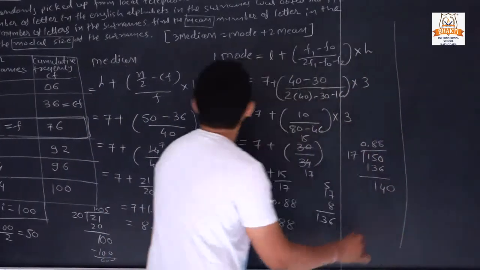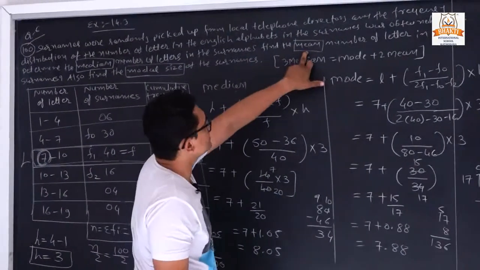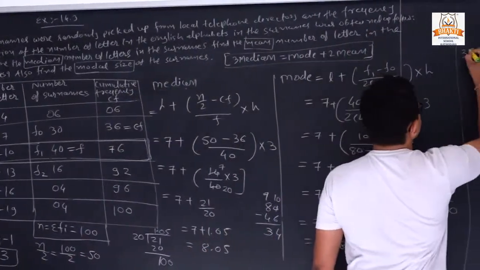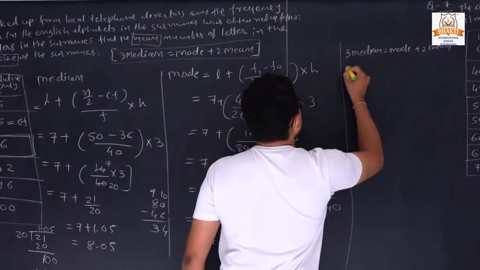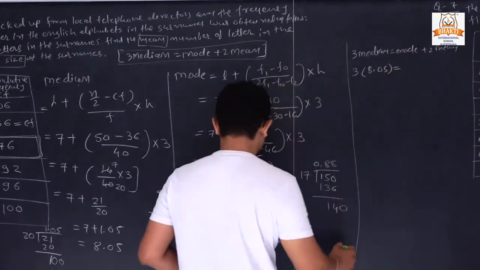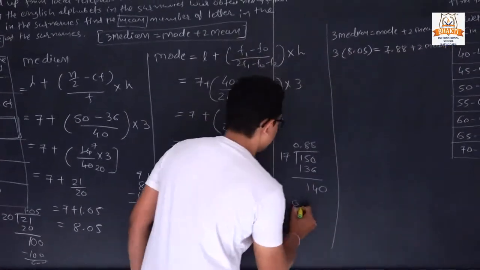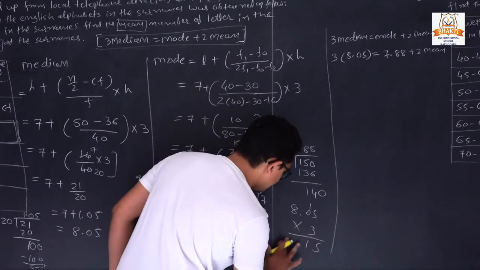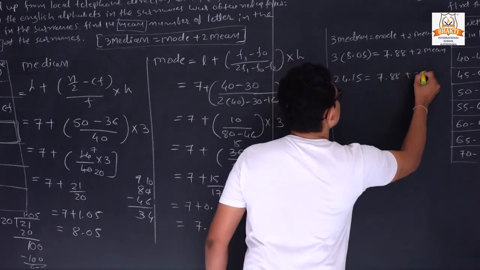Now the last portion of that: first of all we found the median, then the mode, and now the remaining portion is the mean. So for the mean we are using that formula: 3 into median is equal to mode plus 2 into mean. So what is the value of median? Median it is 8.05, mode it is 7.88 plus 2 into mean. So now 8.05 3s are 24.15, equals 7.88 plus 2 into mean.